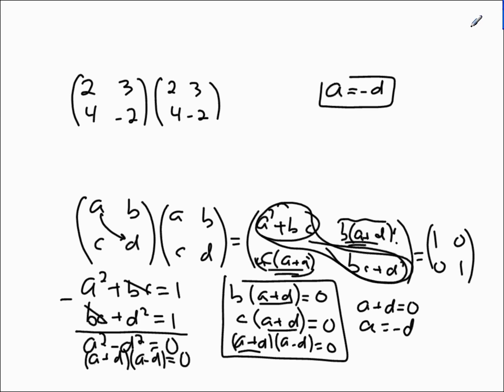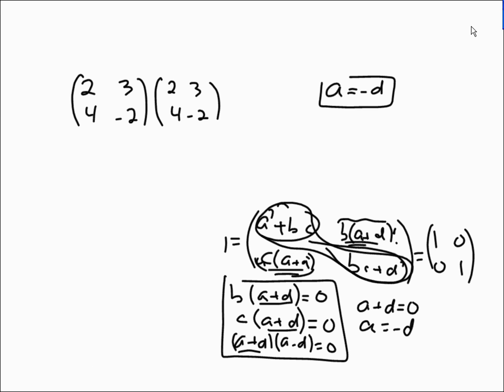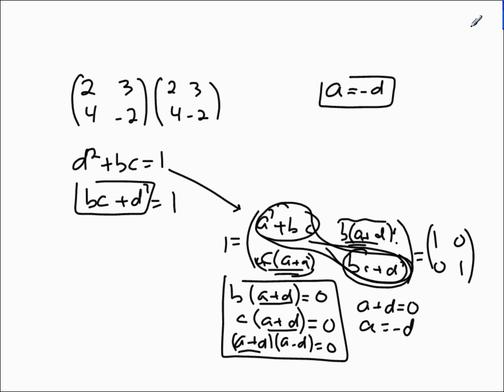Okay, so let's see what has to be true about the other variables for those entries to be 0. Let's get our hands dirty. If A is negative B, that says that B squared plus BC should be 1. And this says that BC plus B squared should be 1. Okay, so we need that to be true.